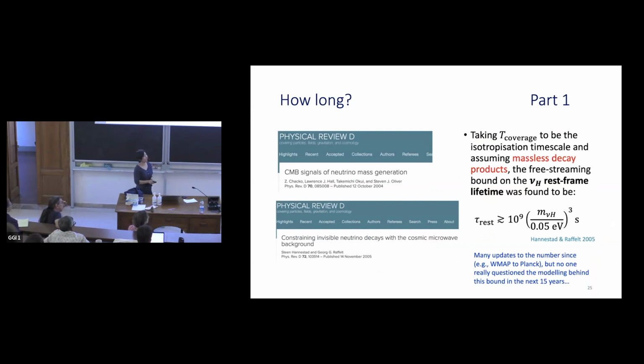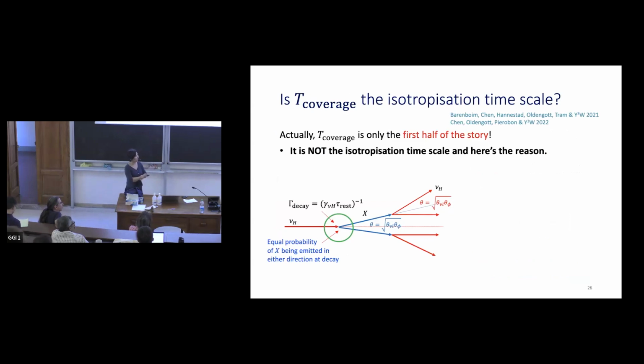And assuming massless decay products, they derived a lifetime bound for the neutrino that goes something like this. So 10 to the 9, and then you have this m cubed dependence. There are many updates to the number since, with better data and somewhat improved modeling. But the thing is that no one really questioned the modeling, the previous argument, for the next 15 years until we came along and decided to think about whether it made sense or not. And as it turns out, what I told you just now about the coverage timescale is only the first half of the story. There's more to it.